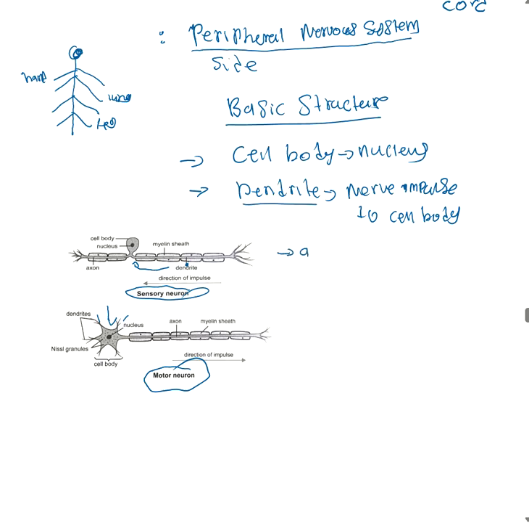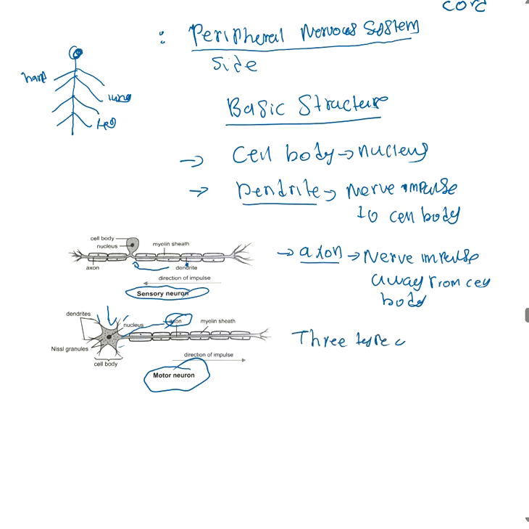Whereas this structure is called an axon. The function of the axon is to send the information, or the nerve impulse, away from the cell body. So the information moves away from the cell body through these axons. So we have three types of neurons.